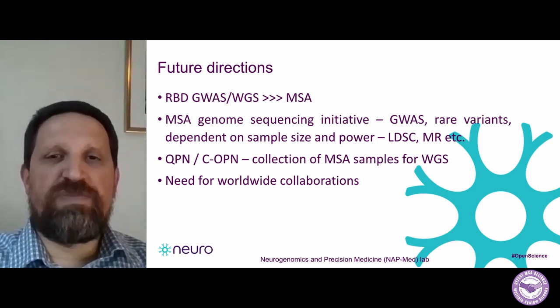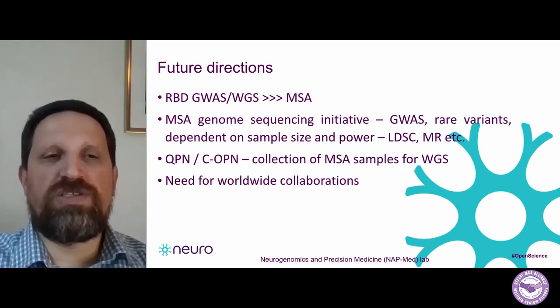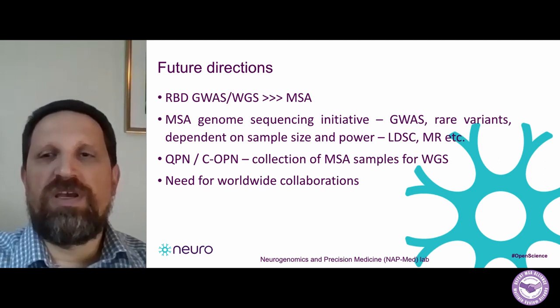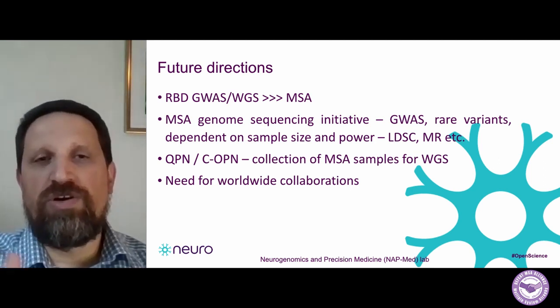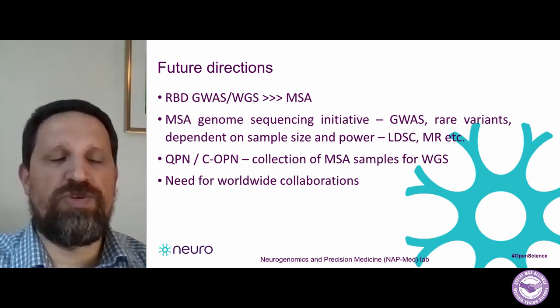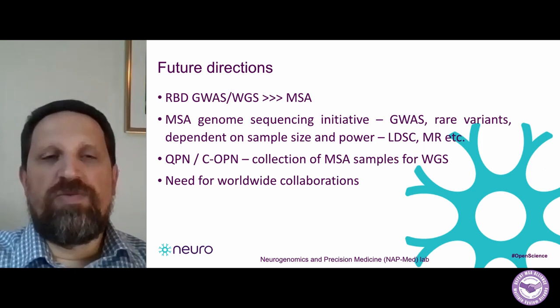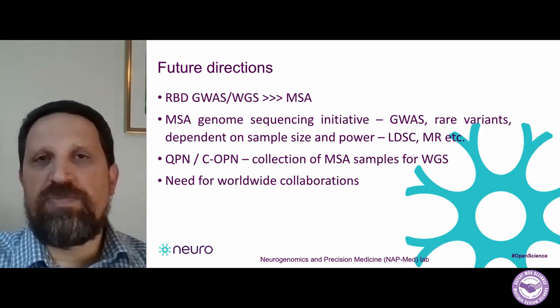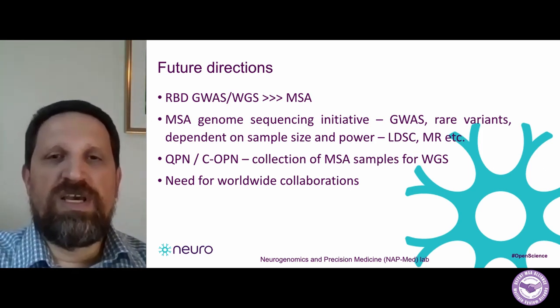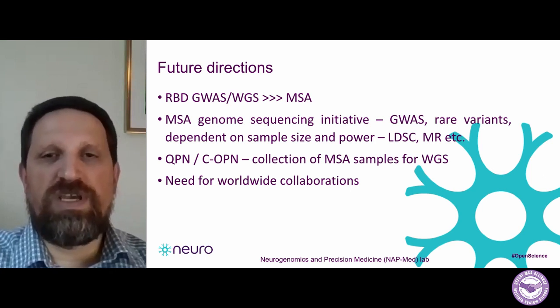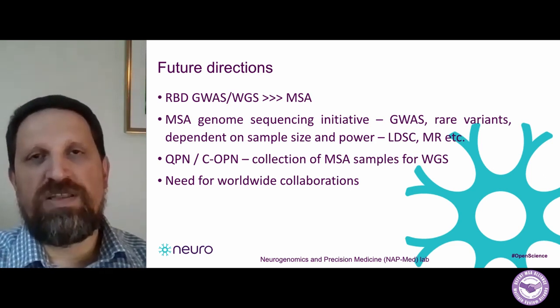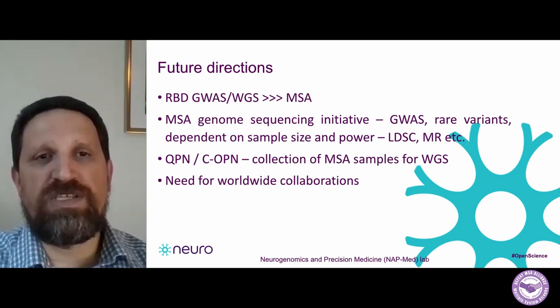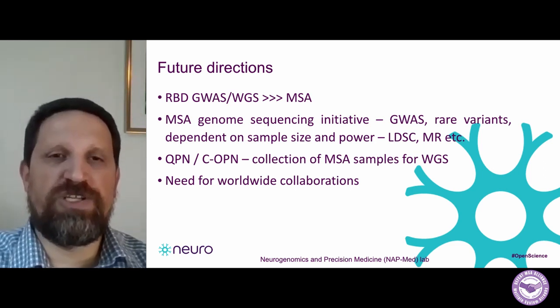I want to mention that specifically in Canada, we have two initiatives that are originally for Parkinson's disease, but we also recruit individuals with MSA who are interested in contributing to research. These are the Quebec Parkinson's Network and the Canadian Open Parkinson's Network, where we also collect DNA samples from MSA patients. And the goal is to do whole genome sequencing on these patients, to study them and to collaborate with the MSA Genome Sequencing Initiative that I just mentioned.